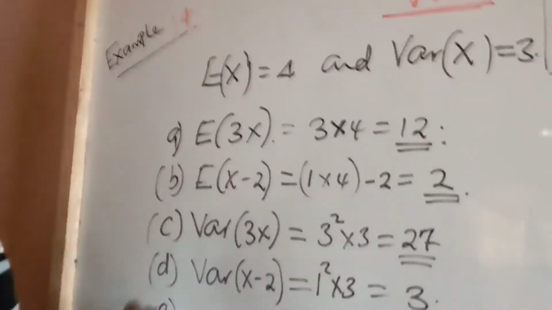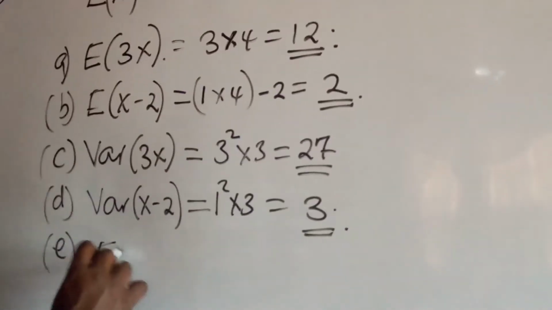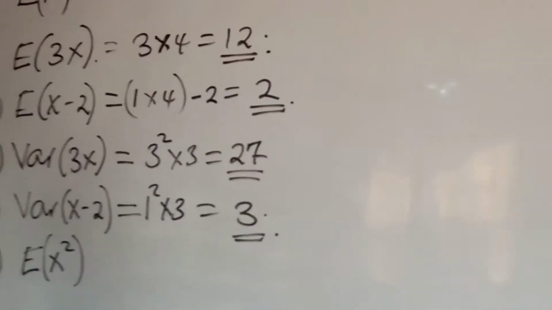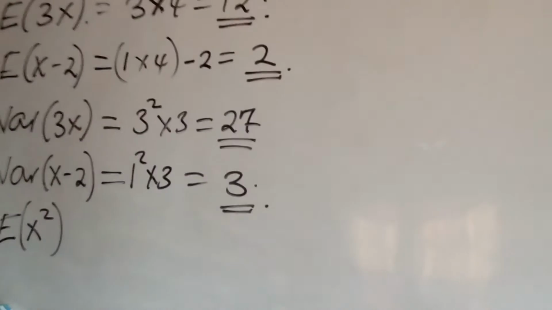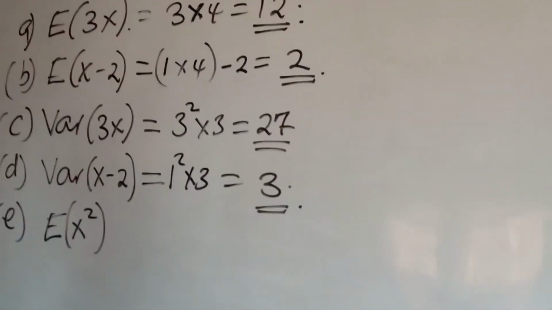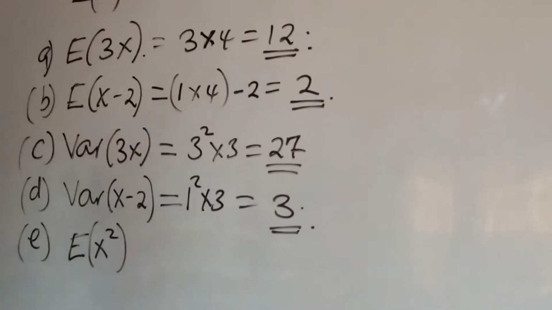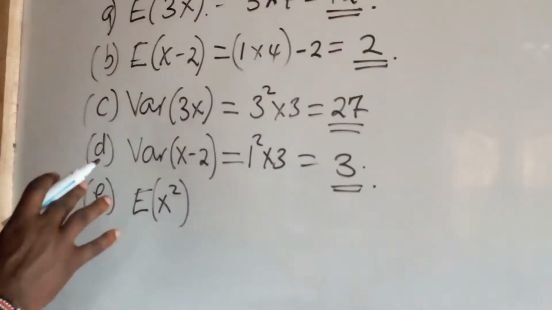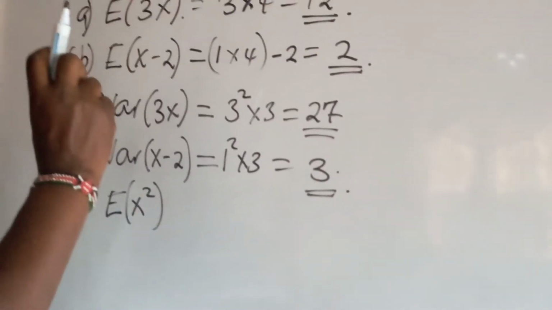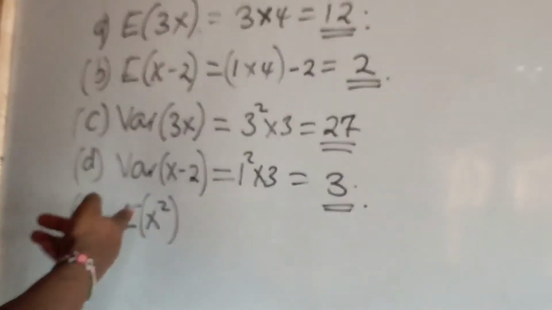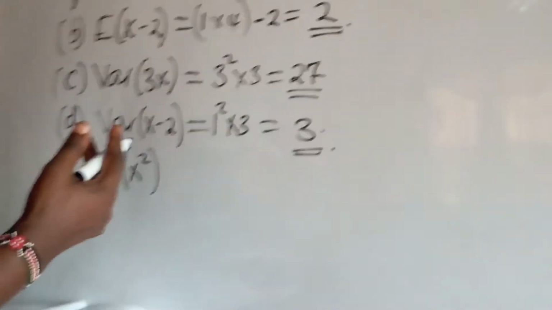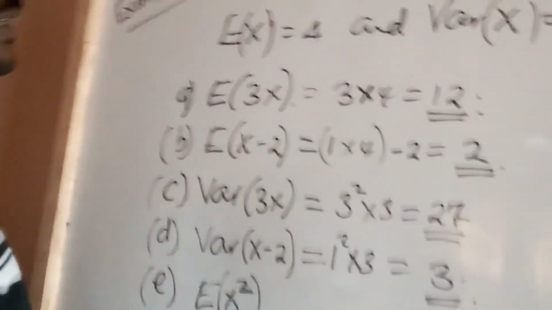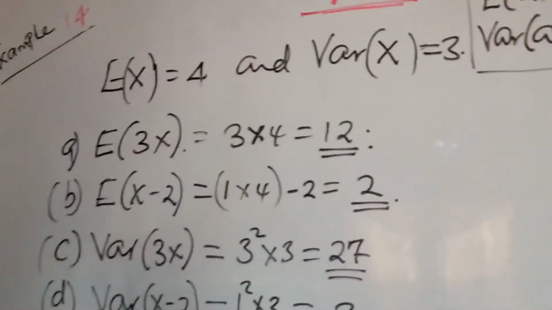What about part E? Part E, we are expected to find E(X squared). Now, this is where we have to do a bit of work, because we don't have a lot of details. We know E(X squared) is the sum of x squared times the probability of x. But now, we do not have the probabilities. How then do we go about this?